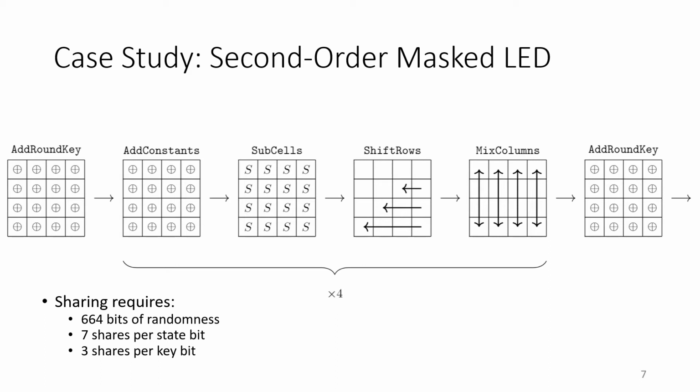Our sharing requires 664 bits of randomness. That includes the masking of the plaintext and the key. In total, we use 7 shares per state bit. This is to guarantee second order non-completeness and uniformity of the quadratic decomposed PRESENT S-box, and 3 shares per key bit. This is lower because the key schedule from LED is linear.